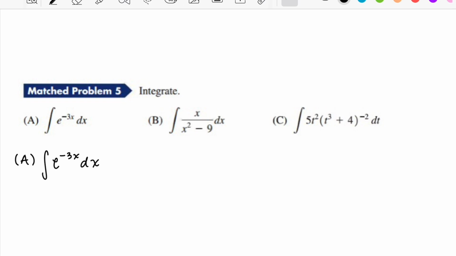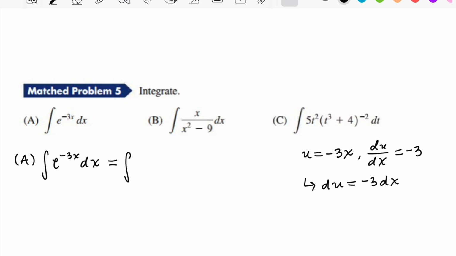And so what we'll do here is we again have this composition of functions, e to the power minus 3x. So we're going to let u be equal to our inside function, minus 3x. In this case, du over dx, the derivative of that with respect to x, is going to be minus 3. So this tells us that du is going to be minus 3 dx. So let's try to rewrite this. We're going to have the integral of e to the u, and then du here is going to be equal to minus 3 dx, but we just have dx here.